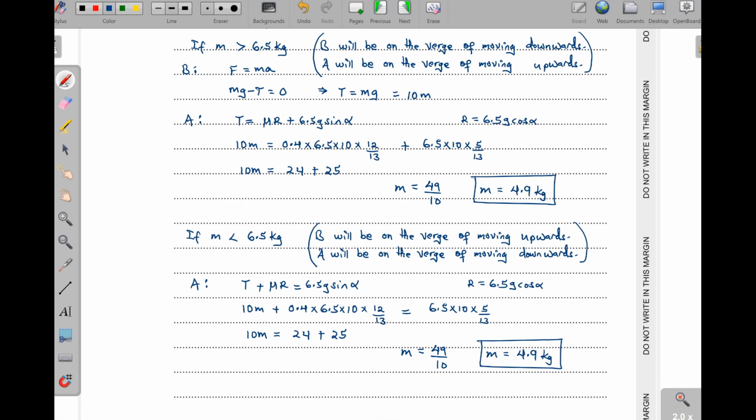See that? What else? We have a plus here, and then equals. So meaning our m here, what is it going to be? 25 minus 24, which is a 1, then over 10. So m will be equal to 0.1 kilograms. That is another possible value of m.